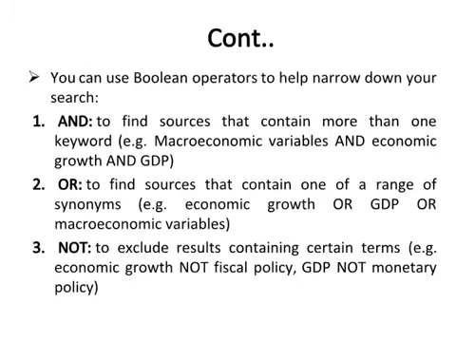You can use Boolean operators to help narrow down your search. One is AND, to find sources that contain more than one keyword, for example macroeconomic variables and economic growth and GDP. Two is OR, to find sources that contain one of a range of synonyms, for example economic growth OR GDP OR macroeconomic variables. Three is NOT, to exclude results containing certain terms, for example economic growth NOT fiscal policy, GDP NOT monetary policy.